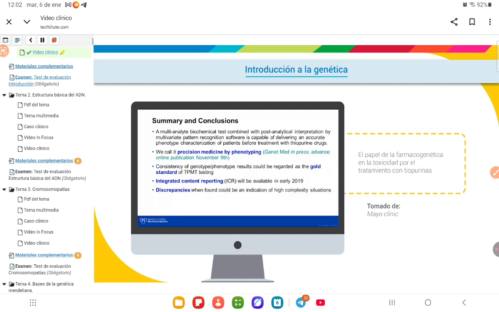It is also important to understand that discrepancies of genotype and phenotype results are possible and will occur. When found, they could be an indication of a high complexity situation. My personal bias is that the presence of a particular variant allele in a patient showing normal enzyme activity against 3 different substrates should not necessarily override the phenotype.